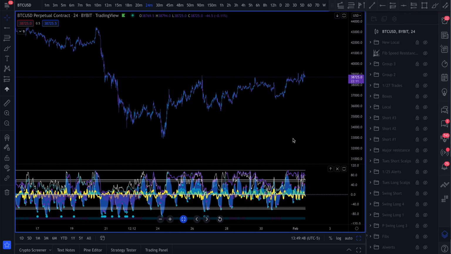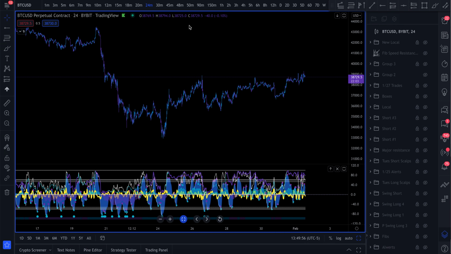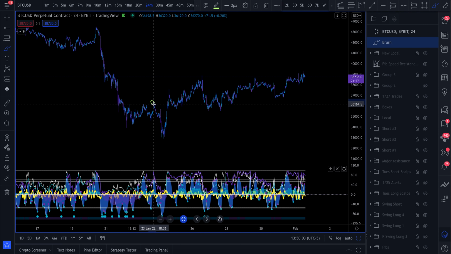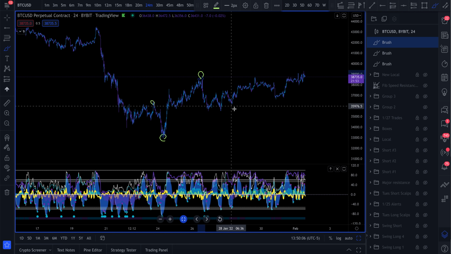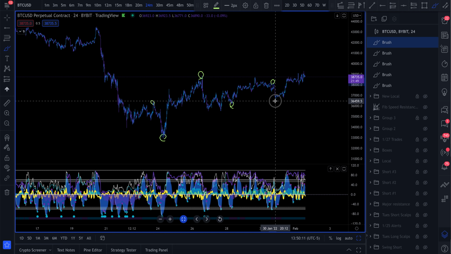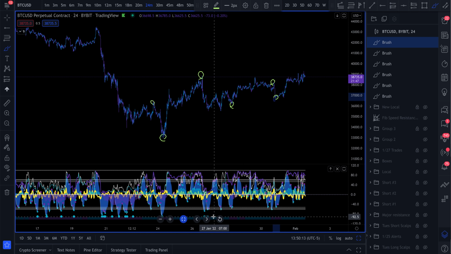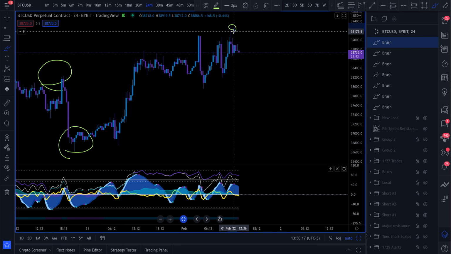Alright, y'all, today we are going to be going through the step-by-step guide to finding the perfect trade setups. This is the official step-by-step guide where I will be walking you through the exact strategy that I use to take a short from right here, take a long from right here, take a short from right here, take a long from right here, take a short from right here, take a long from right here, and then very much so recently I have just taken a short from right up here.